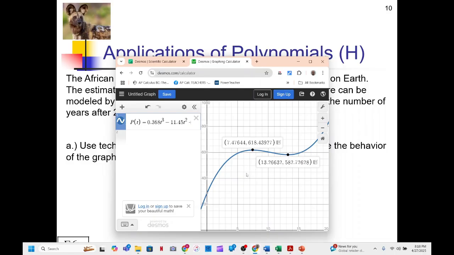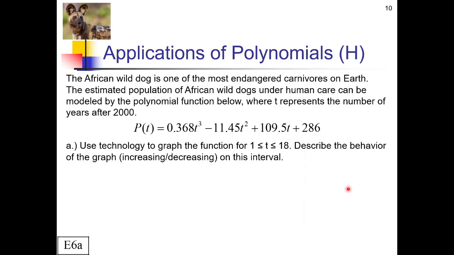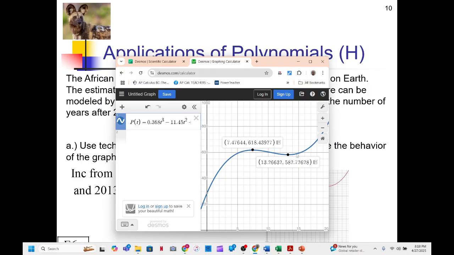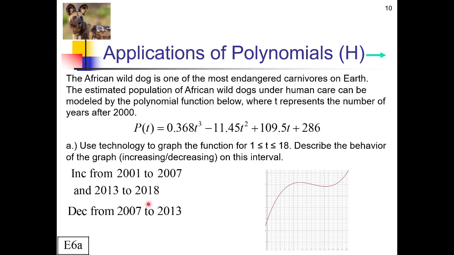So in terms of places where this is increasing, it looks like we're increasing from time equals 1, so 2001, until roughly, I guess this is 2007. And it also happens to be increasing from 2013 to 2018. So I'm going to put that down: increasing from 2001 to 2007 and from 2013 to 18. And it looks like if we just go back there, we are decreasing on this interval from 2007 to 2013. So we'll put that in there as well.